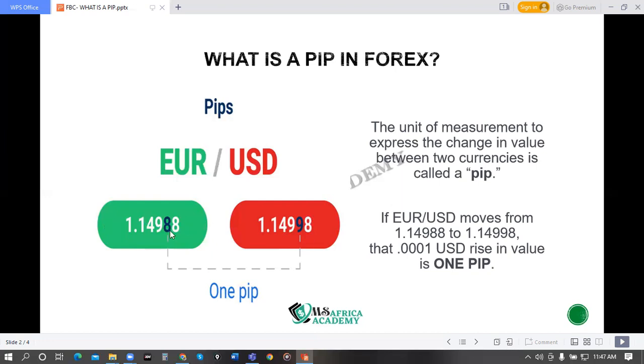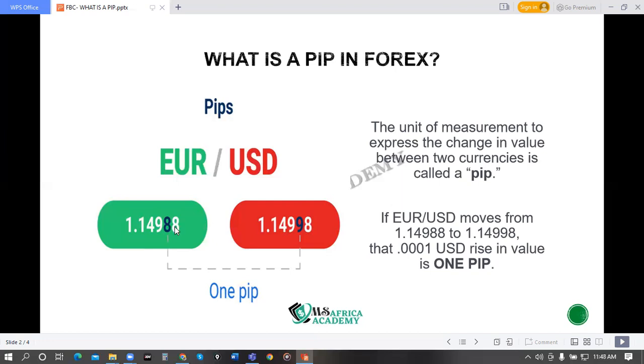Well, in the 5 decimal places pair, when a currency pair is quoted in 5 decimal places, the 4th decimal place is the pip. So if Euro USD moves from this value to this value, which is 1 pip, that is a 0.0001 USD rise in value, which is also known as 1 pip. All right. So it is the 4th decimal place that we are looking at as the PIP value.